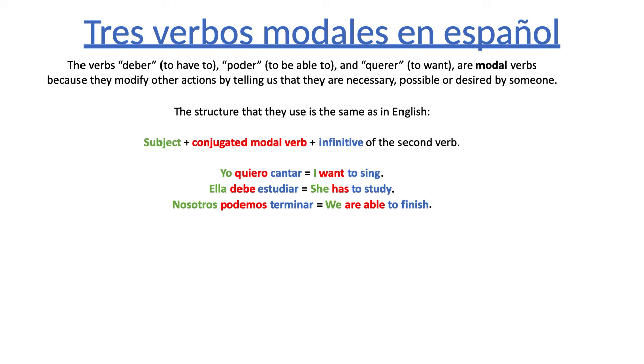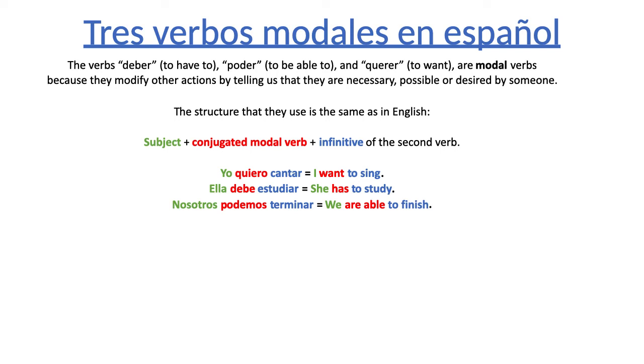So hopefully this will have made it clear how you use modal verbs in Spanish, okay? For this 101, we're only going to study these three modal verbs: deber, poder, and querer. There's a lot more, but these are the most basic. And honestly, once you learn to use these, you have a huge percentage of the usage of modal verbs in Spanish, right?